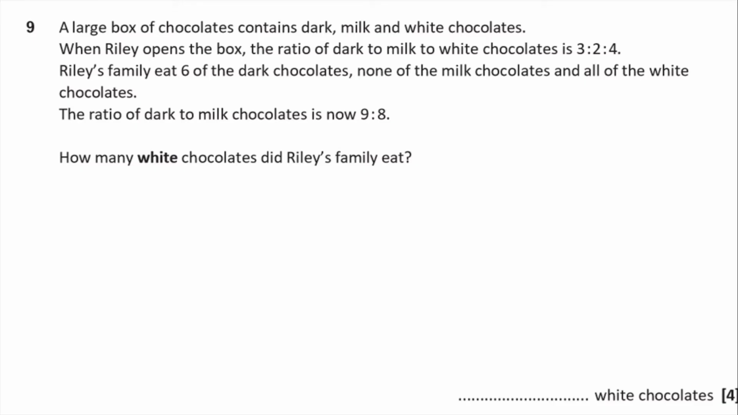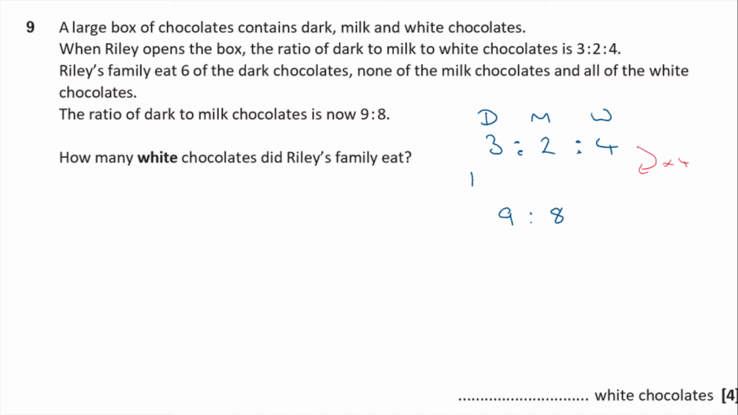Right, let's start with this ratio of 3 to 2 to 4. Then after we've eaten all the white ones and some of the dark ones, it becomes 9 to 8. So these are not very easily comparable yet because these numbers are different, aren't they? Now I know that the number of milk chocolates is unchanged. So if I take that 3 to 2 to 4 and I times it up by a factor of 4, it will match with the 8 I've got in the 9 to 8 ratio below, won't it?